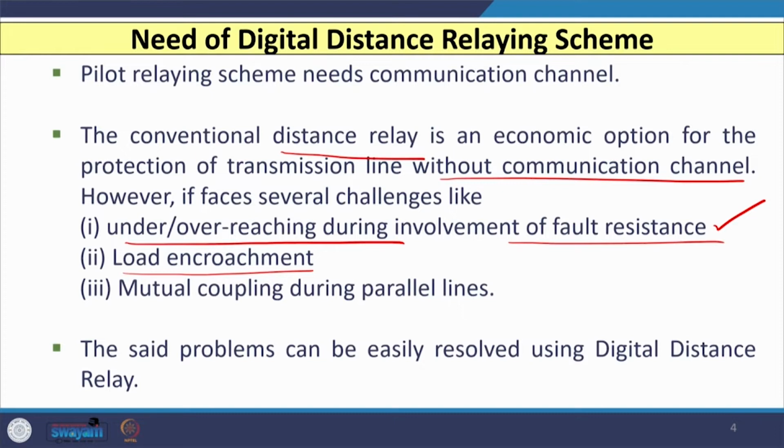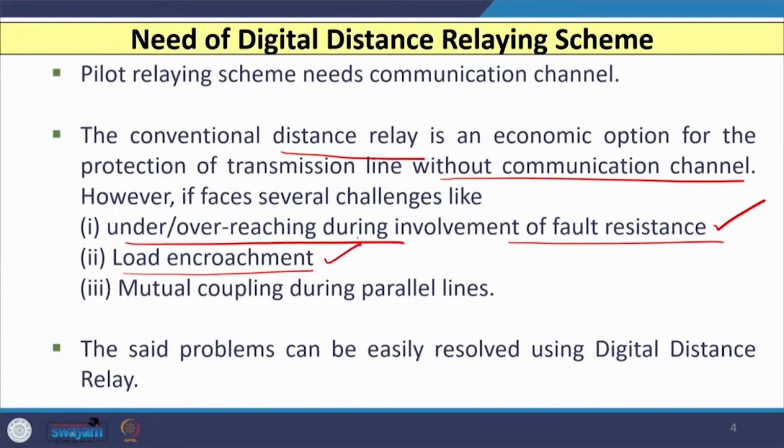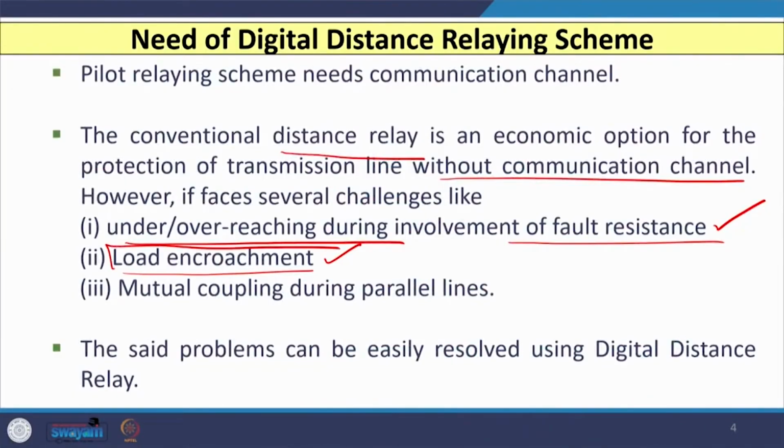So, whenever there is a change in power flow, maybe because of the tripping of an adjacent line, or switching of a line or generators, or because of a fault, in all such situations the locus of the impedance may enter the third zone of the distance relay and the distance relay may maloperate. So, this is another major, severe challenge faced by the conventional distance relay.